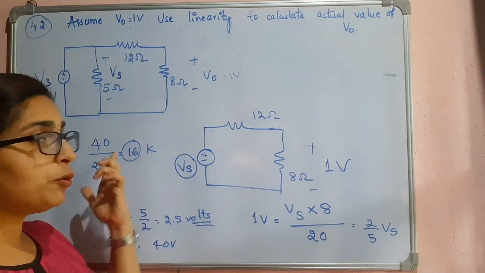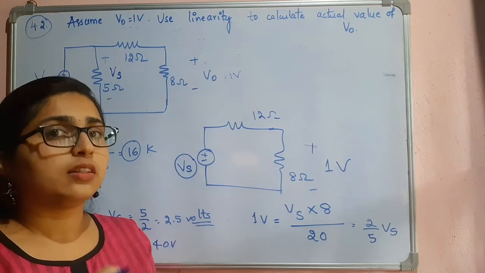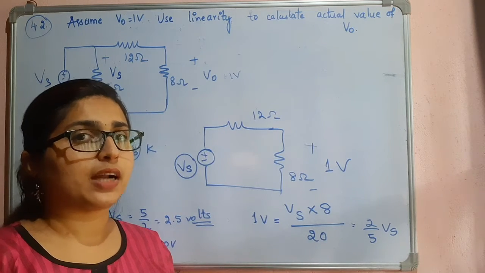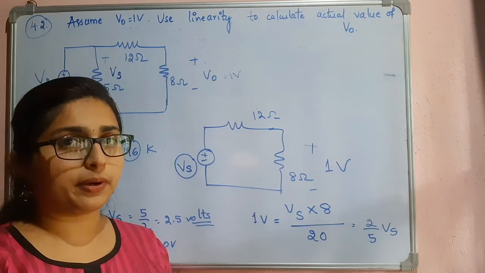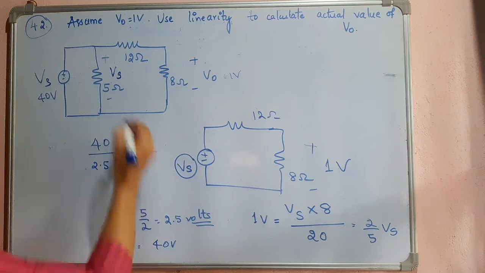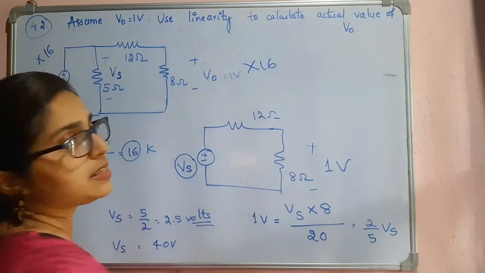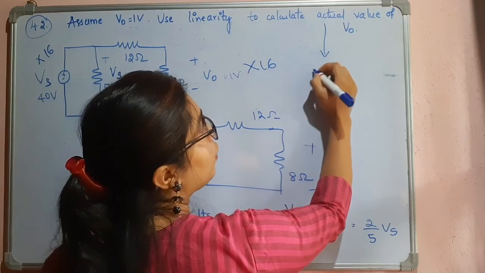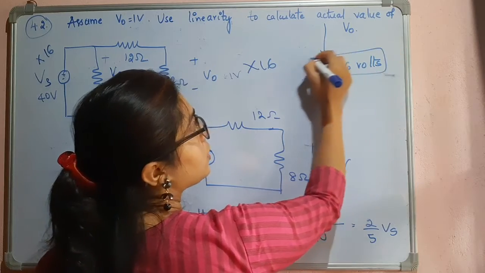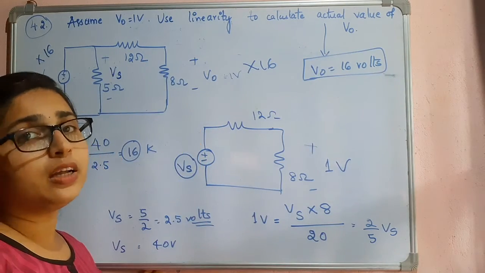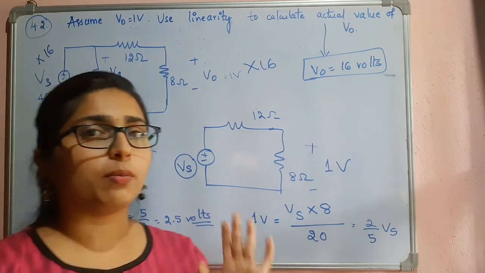So if the input is multiplied by the factor 16, then the output also will be multiplied by the factor 16. This is from the homogeneity property. So now the actual value of V0 will be 16 volts. V0 is equal to 16 volts. This is from the linearity principle. So this is all about the practice problem 4.2.